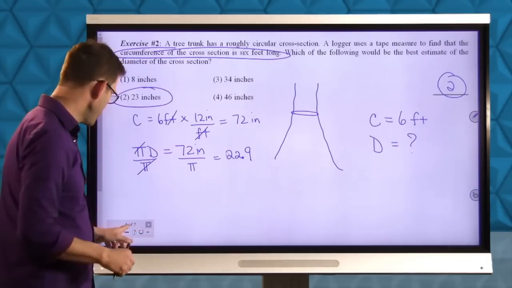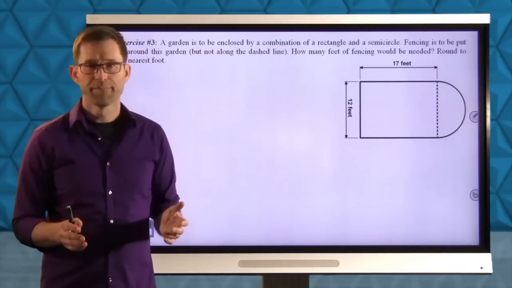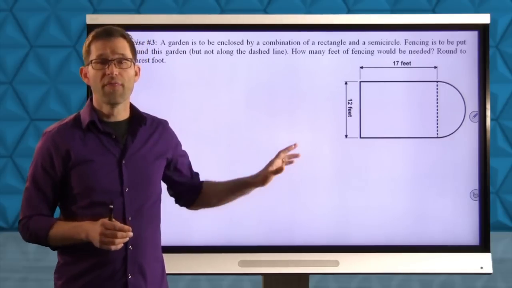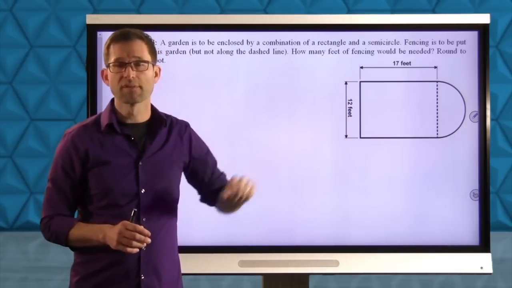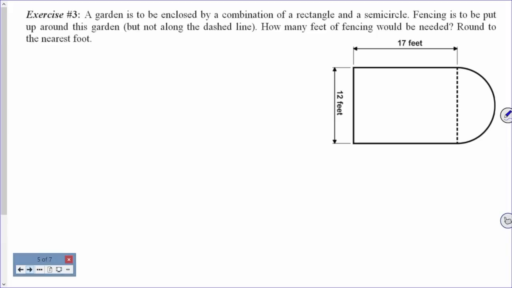All right, let's do it. Now, it is very common that you'll see problems in geometry and in the real world that combine circles and straight line segments, as we have here. Let's take a look at what this problem is asking us to do. A garden is to be enclosed by a combination of a rectangle and a semicircle. Fencing is to be put up around this garden, but not along the dashed line. How many feet of fencing would be needed, round to the nearest foot?